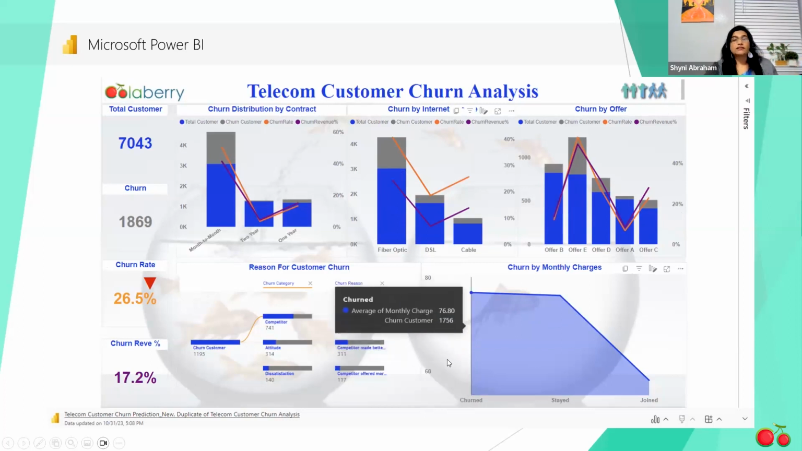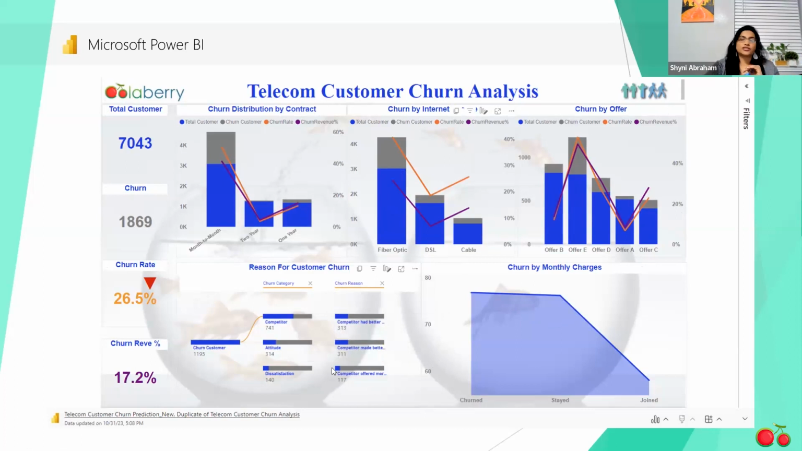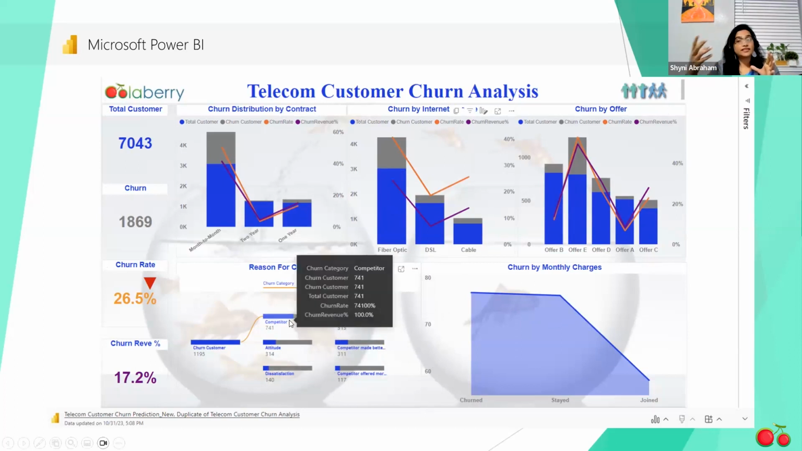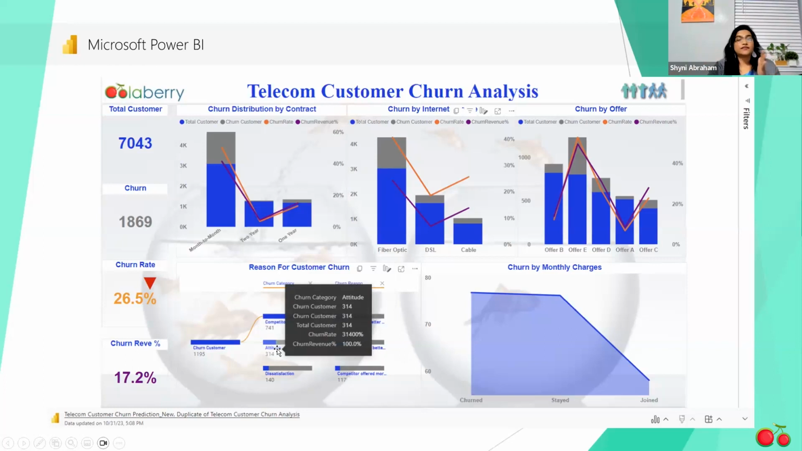Eric also found some other reasons for customer churn, like the competitors, where the competitors have a better deal, the competitors have a better device, and everything. And the attitude of the customer service agents, which is not making them happy, or the overall dissatisfaction.